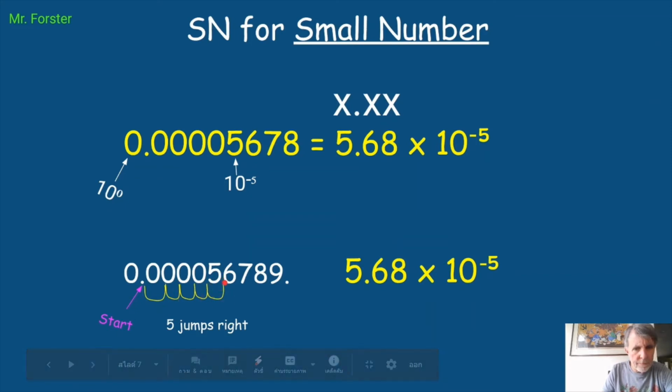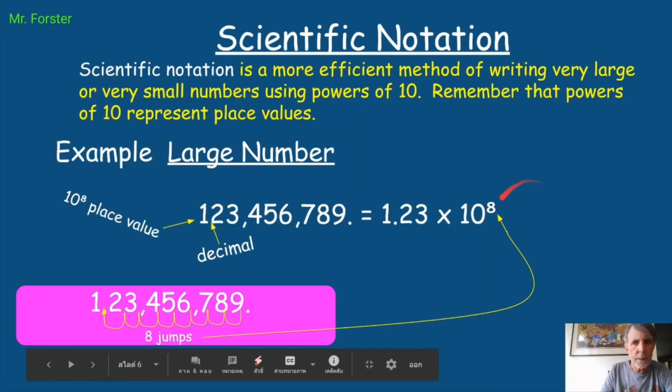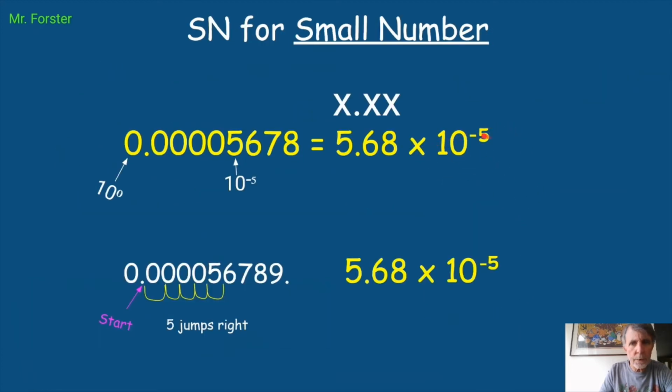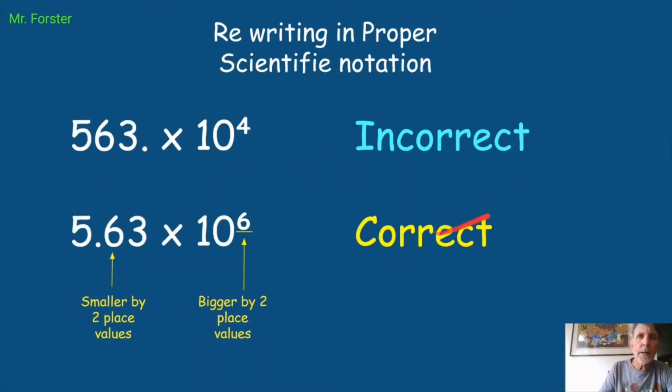And so that would be 5.68 because that's bigger than a 5. So 5.68 times 10 to the negative 5th. We jumped 5 times. Now, how do you know it's negative? Because a small number has a negative exponent. So if it has a positive exponent, that's a very large number, and a negative exponent is a fraction, a decimal or a fraction.